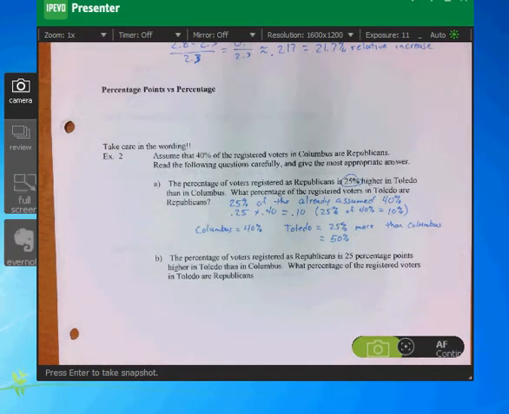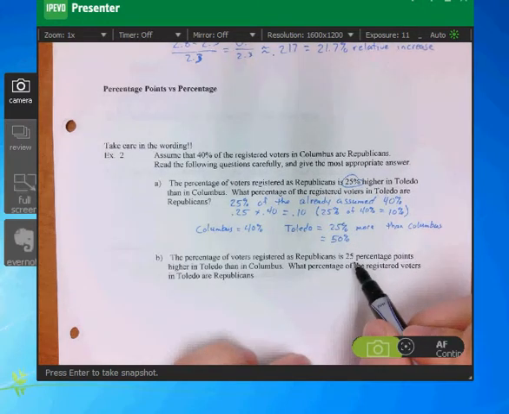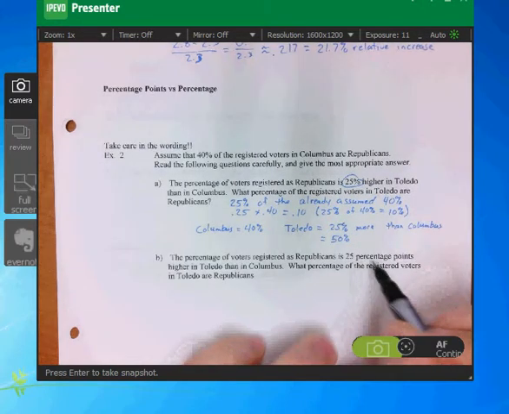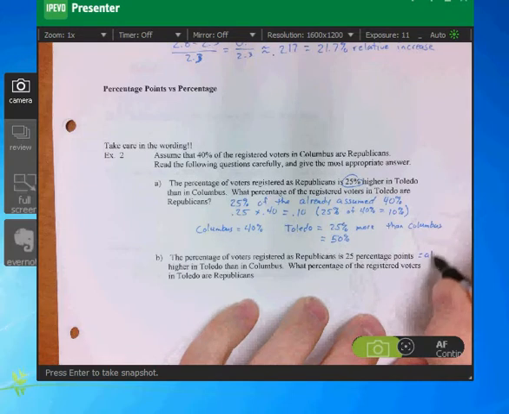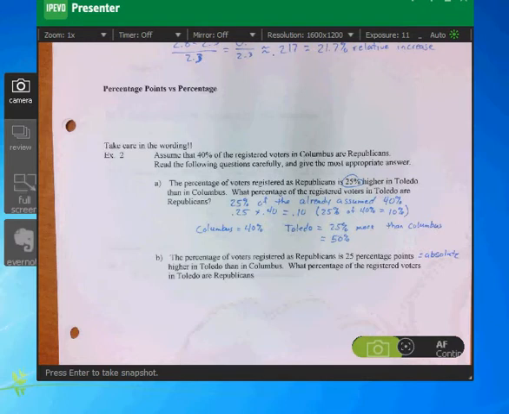Now if we look at the next part of that, in Part B, we're saying the percentage of voters registered as Republicans is 25 percentage points higher in Toledo than Columbus. What percent of the registered voters in Toledo are Republicans? So now we're saying 25 percentage points, which remember from before, our very first example, that's talking about absolute terms.